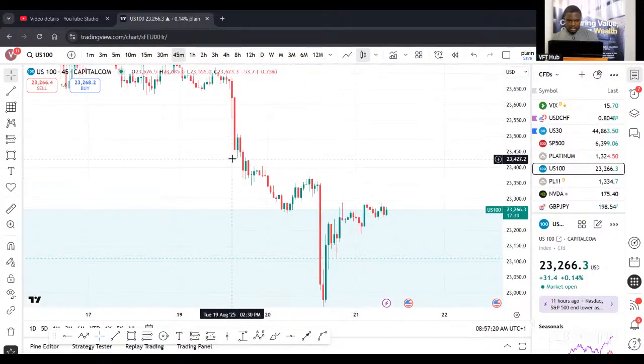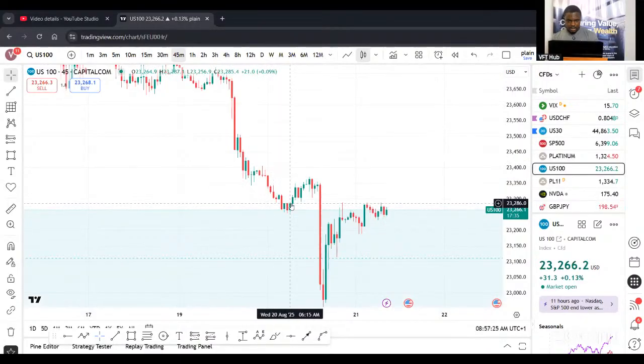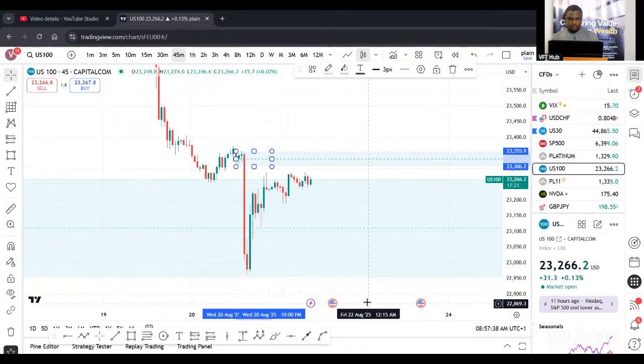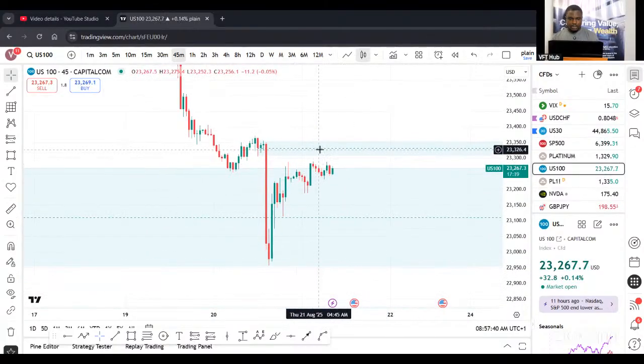This guy has been mitigated. This has been mitigated. This looks really interesting this morning. Mark this entire zone. Okay. We could see price tap into this and then drop. That's a possibility, but it's not really clear. That's an aggressive entry this morning, and I wouldn't want to enter here aggressively.